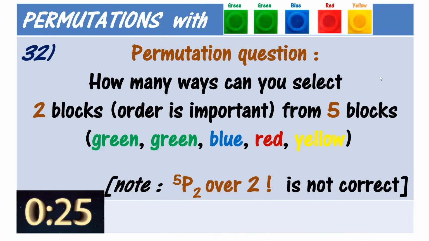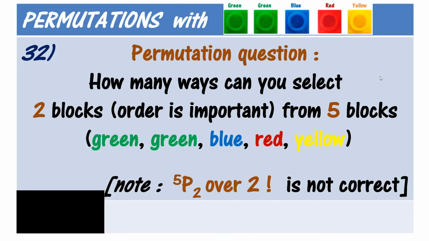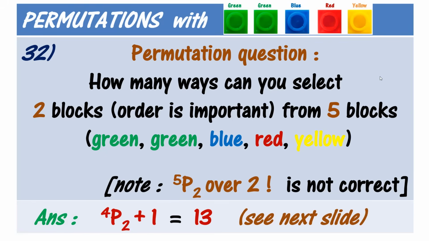Now here we have a tricky question. If I have 2 green, a blue, a red and a yellow, how many ways can I select 2 blocks, order is important, from those 5 blocks? Note that dividing by the number of repeats factorial does not work when you're making a selection. It only works if you're ordering all the blocks. Well, the answer is 4p2 plus 1, which is 13, but I'll explain that on the next slide.